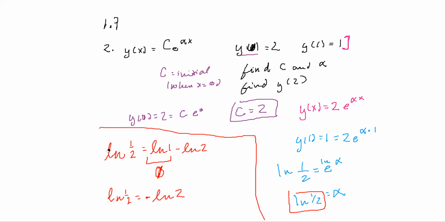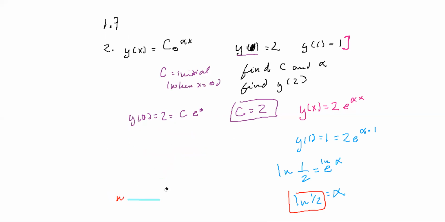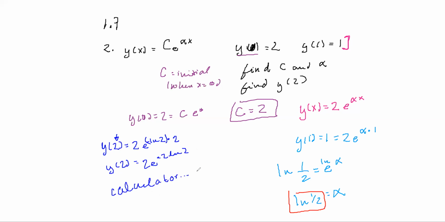All right, so now we get to put together this equation to find y of 2. It's going to be 2 times e to the negative ln 2 times, this is a quantity, times 2, because this is y of 2. So y of 2 is equal to 2e to the negative 2 ln 2. You can put this into a calculator. At this point, you've pretty much solved the problem. You just need to stick it in a calculator and see what happens.